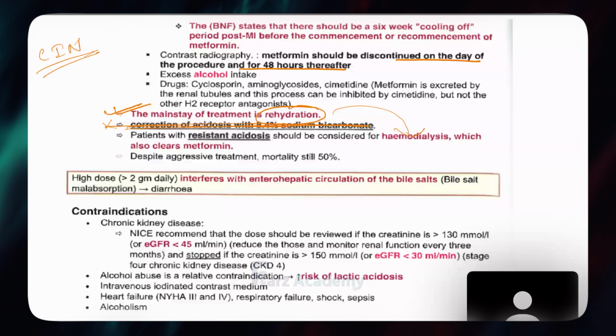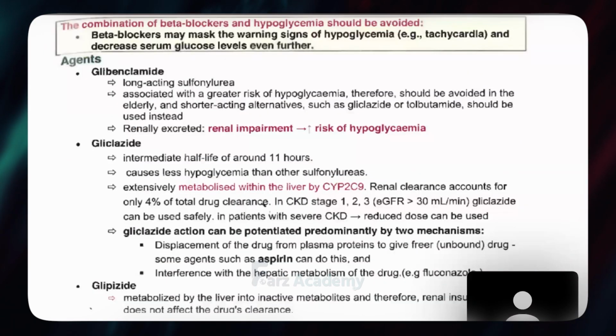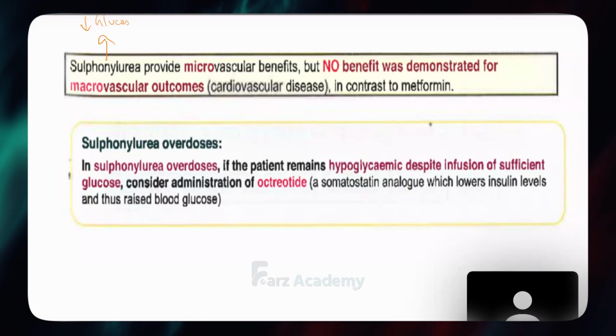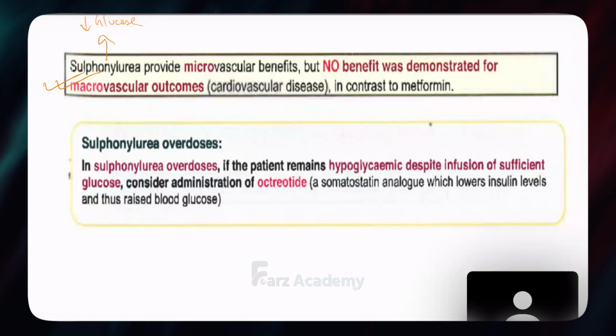Metformin can cause lactic acidosis, especially if the patient is an alcoholic, and it is relatively contraindicated if the eGFR is less than 45, that is in chronic kidney disease. If the patients are on agents like glibenclamide, gliclazide, glipizide, then beta blockers should be used with caution, because beta blockers may mask the signs of hypoglycemia. Sulfonylurea, in addition to causing a lot of hypoglycemia, has no advantage of macrovascular outcomes reduction. As we saw, metformin improves the macrovascular outcomes. Sulfonylurea does not do that.